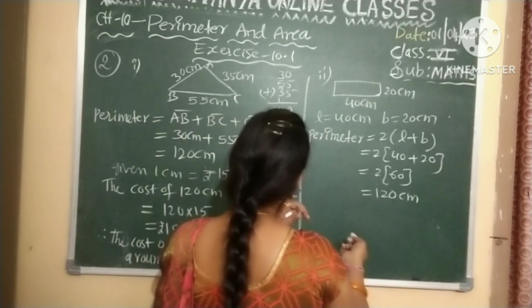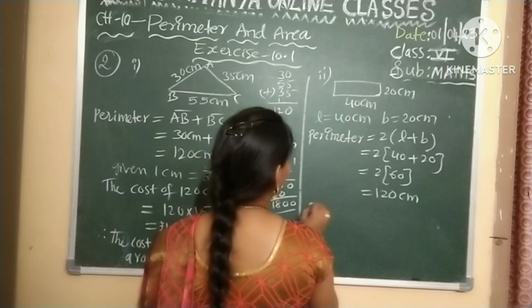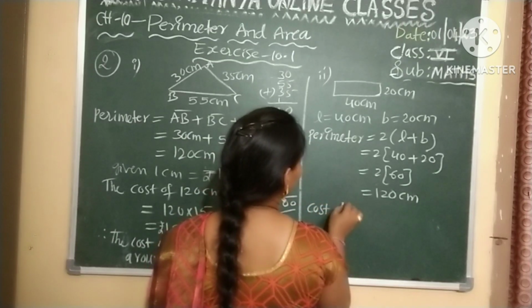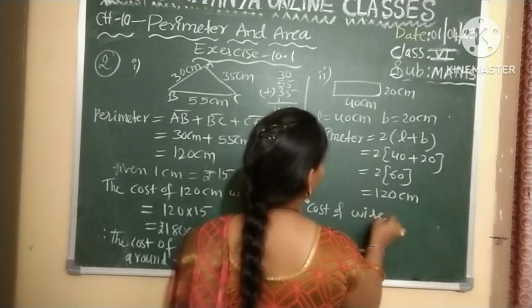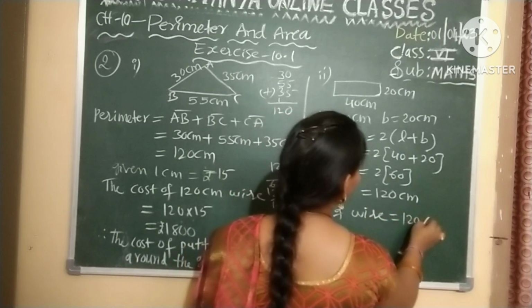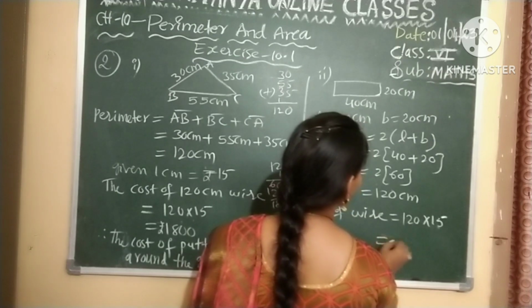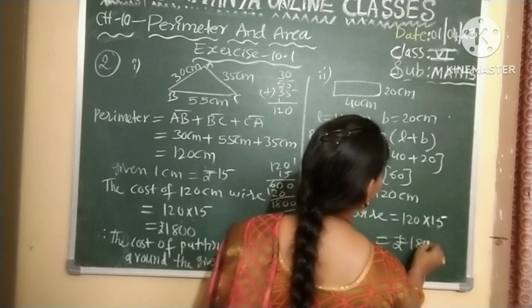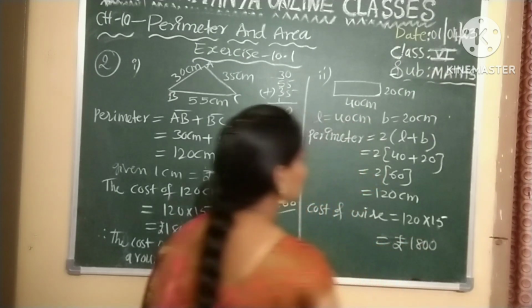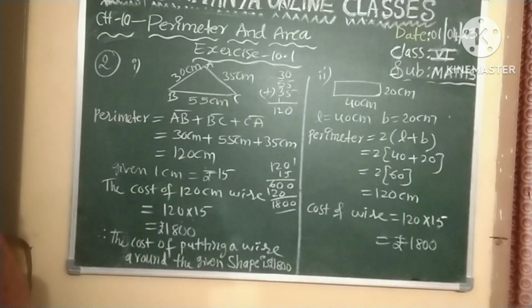So 120 into 15, right? So the cost of fencing, the cost of putting a wire around the given shape, 120 into 15, 1800 rupees you will get. Already we did that, 1800 rupees. So the same conclusion you can write. Take a screenshot, I hope you understand, very simple.